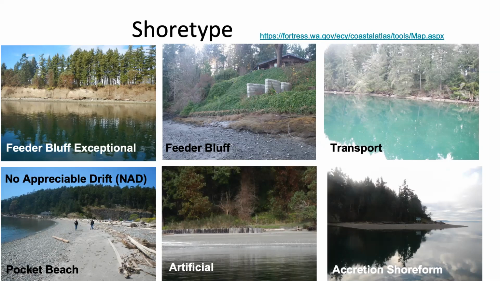We break them down into what you see here. Feeder bluff exceptional, which is on the top left there, is a feeder bluff that contributes a lot of sediment regularly. Feeder bluff provides the source of material in a drift cell. A transport zone is where the reach is more regular and moves sediments in and out at about the same rate. A pocket beach is where the waves approach the beach straight on and sediments stay in the system, as those headlands, like I touched on last week. Artificial refers to a shoreline that's been modified or armored, but essentially has the same geometry. An accretion shore form is where sediments deposit and do not move any further in a drift cell.